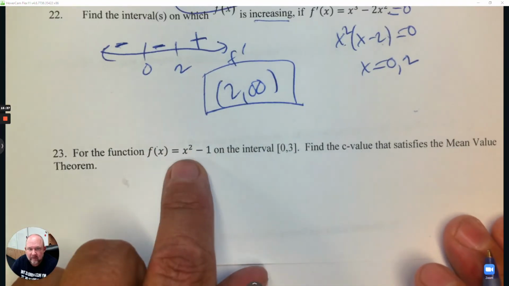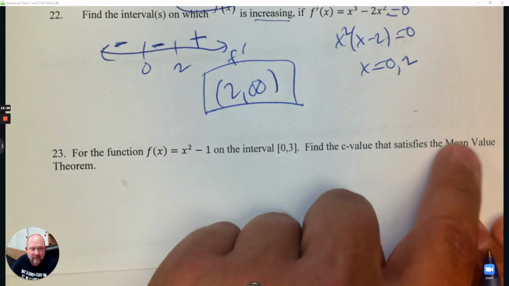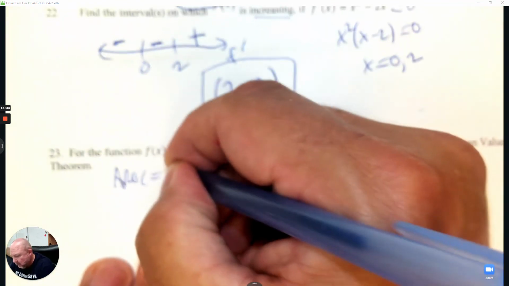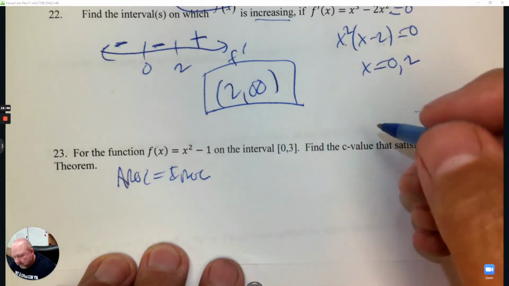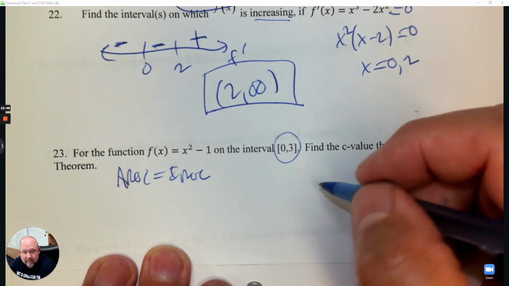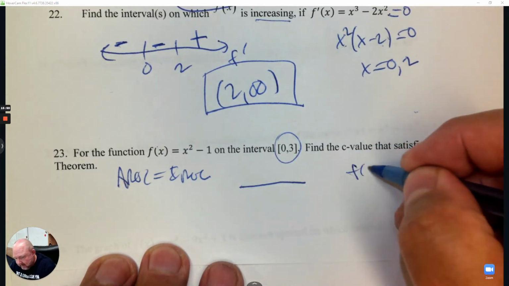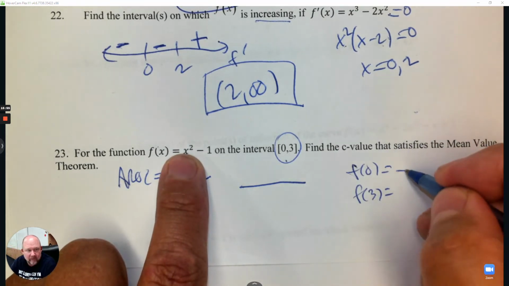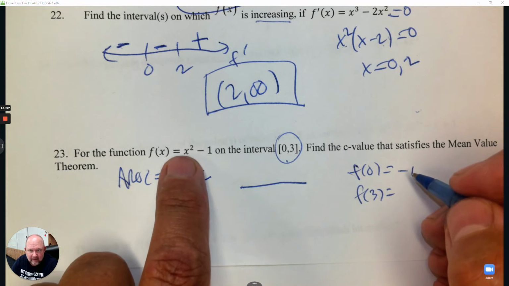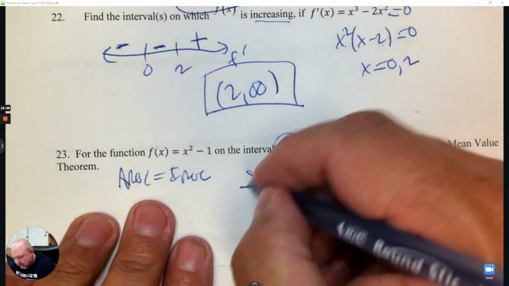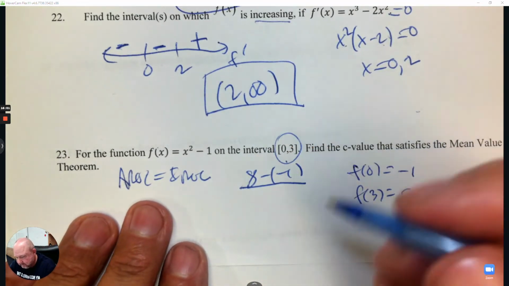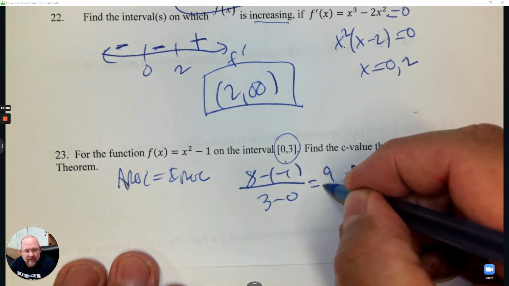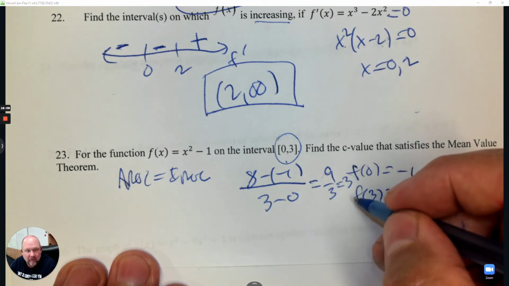For this function, in this interval, find the c value that satisfies the mean value theorem. That's where the average rate of change equals the instantaneous rate of change. So first of all, the average rate, we're going to first find f at 0 and f at 3. If I plug 0 in, the answer is negative 1. If I plug in 3, the answer is 8. So it's 8 subtract negative 1, and then the denominator is 3 take away 0. So if I solve it, the average rate is equal to 3.